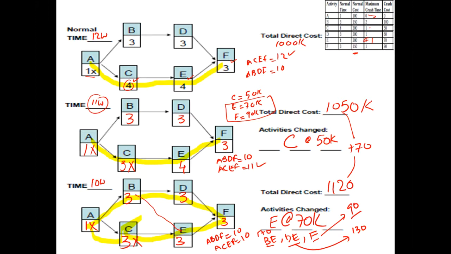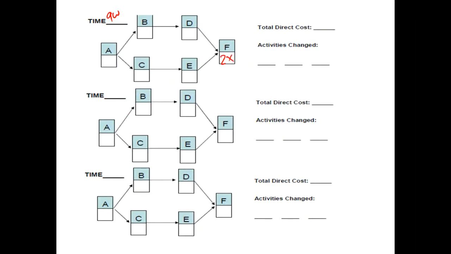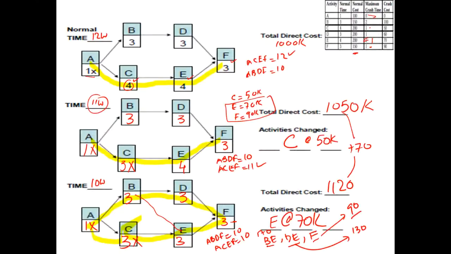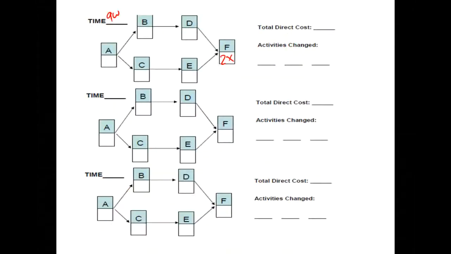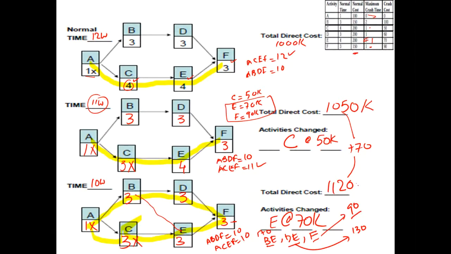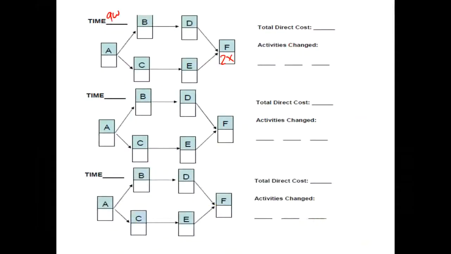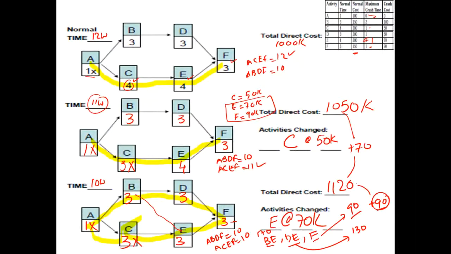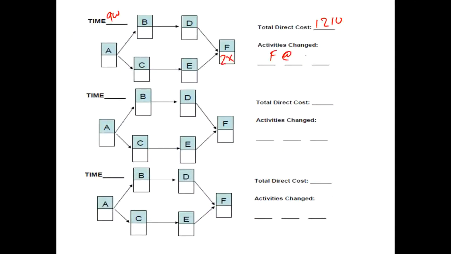So the cost for crashing F is 90, and it can be crashed only once. So in my next step, I will change the time of F from 3 to 2x, indicating that it cannot be crashed any further. The total cost of my project to deliver it in 9 weeks will go up. So 1120 plus 90 to crash the activity. So it will come to 1210, I reckon. Yeah, so 1210, and the activity which is crashed is F at a cost of 90,000.